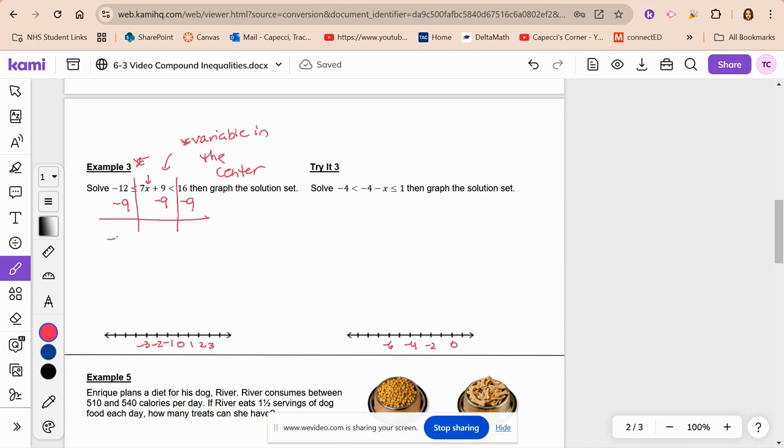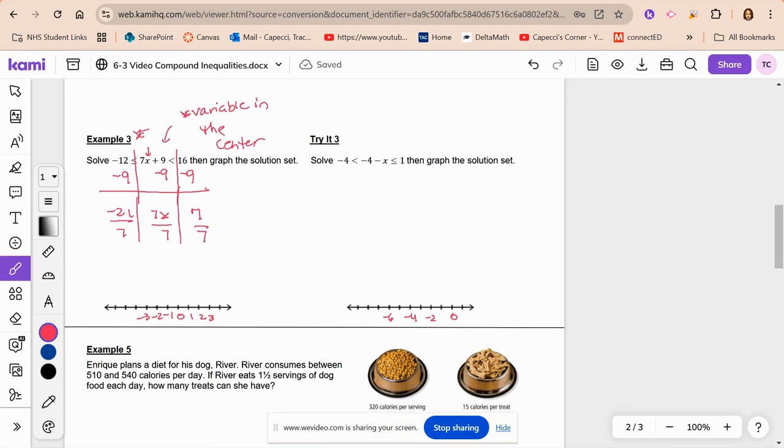That leaves me with -21. I have 7x in the center, and then I have 7 on the right. So now I'm going to divide each of the sections by 7, and I end up with -3 less than or equal to x, which is less than 1. So that's going to be my final answer.